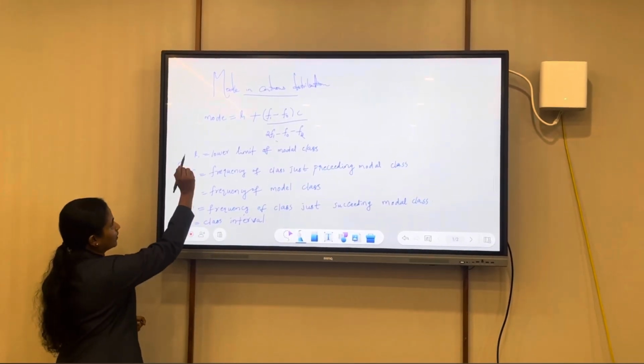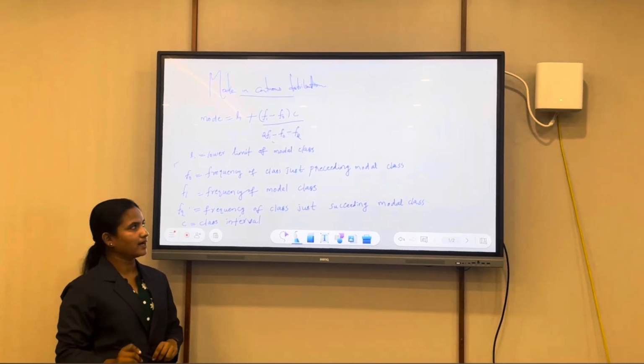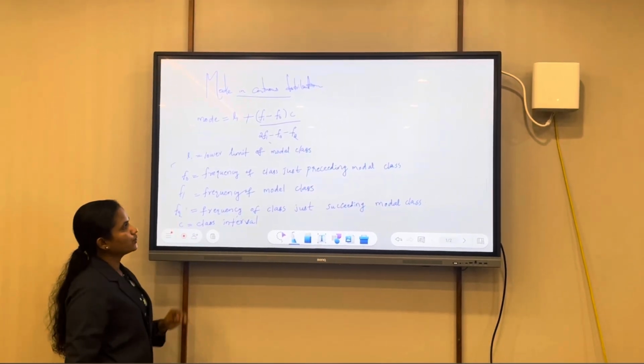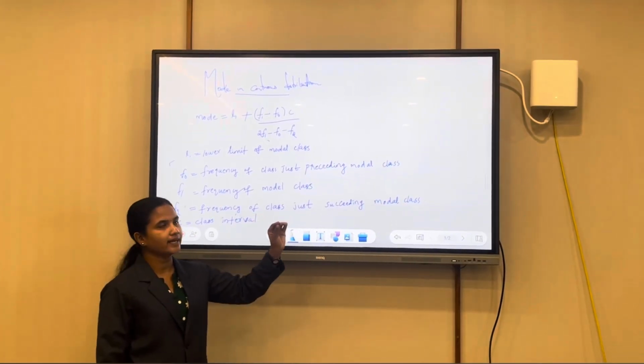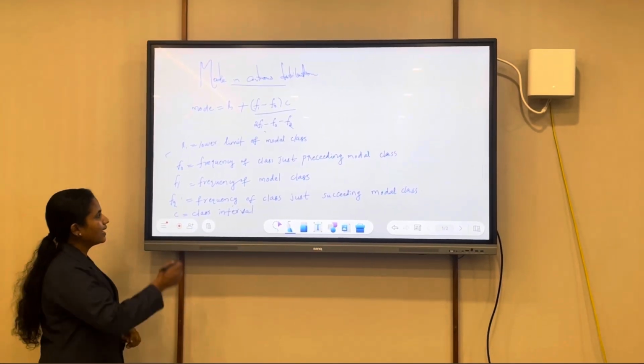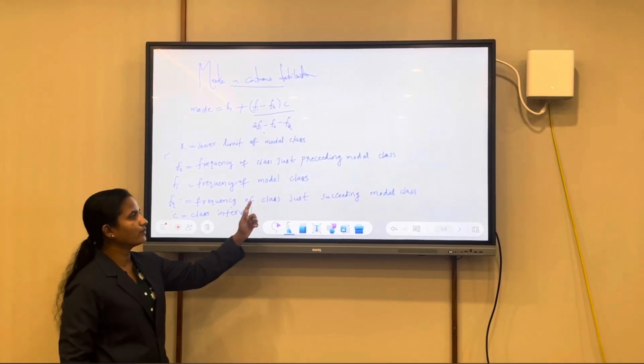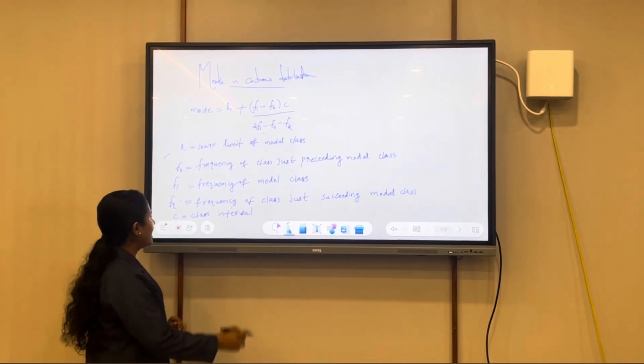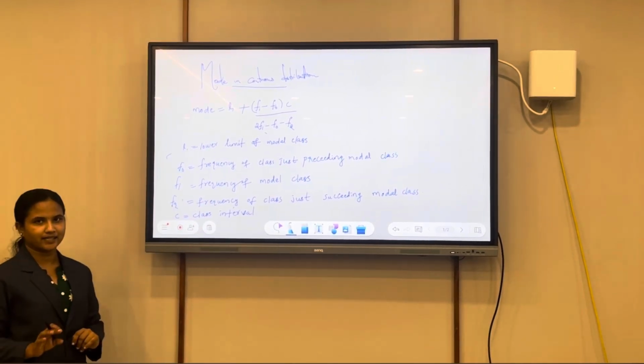So L1 is equal to lower limit of modal class, and F0 is equal to frequency of class just preceding modal class. And F1 is equal to frequency of modal class, and F2 is equal to frequency of class just succeeding modal class, and C is equal to class interval.